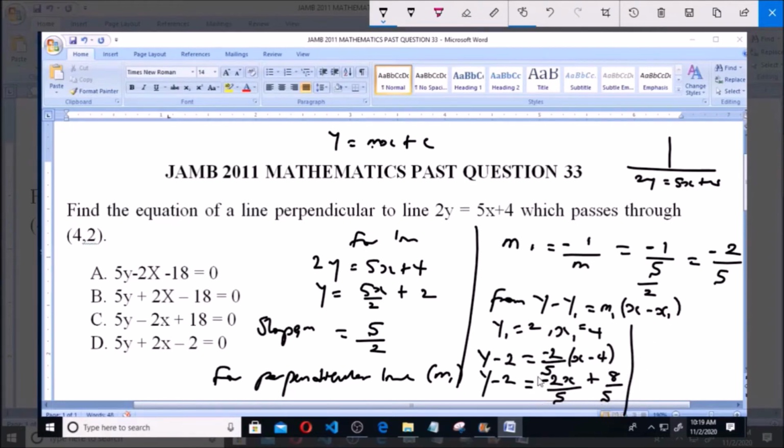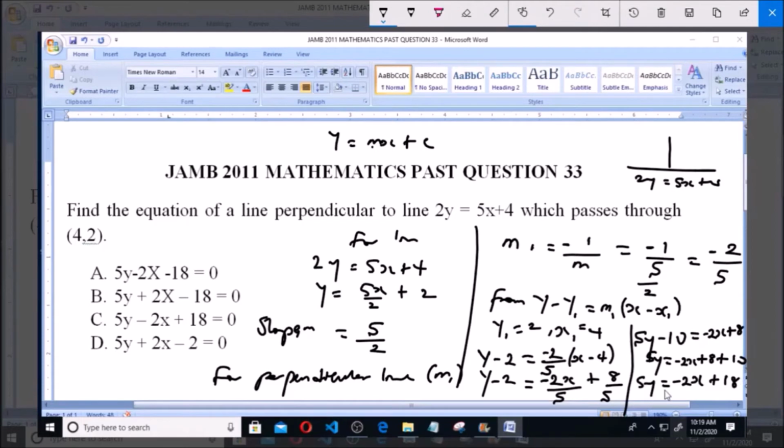Now let's multiply both sides by what? By 5. When we multiply both sides by 5, we'll have that 5y minus 10 is equal to minus 2x plus 8, because the 5 will cancel the 5 here and the 5 here, but multiplying y and minus 2 will give us 5y minus 10. Now we have 5y is equal to, taking 10 to this side, minus 2x plus 8 plus 10. So 5y is equal to what? Minus 2x plus 18.